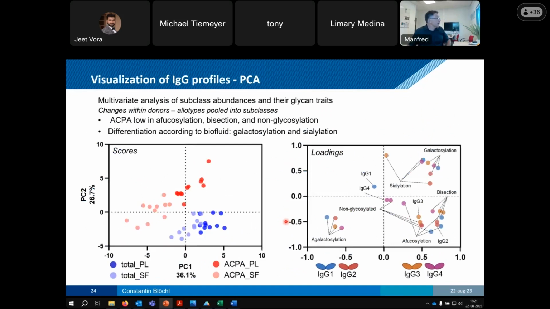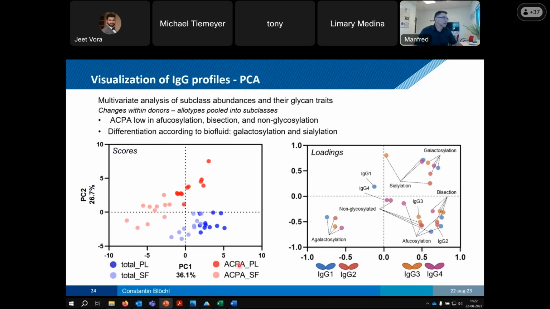And now we move to glycosylation. So just to show you that we can look at different attributes of proteins. We can look at these allotypes, but now also at glycosylation. And if we do a non-supervised analysis of all the glycosylation information of these alloantibodies and total IgGs, we see that total IgGs are quite different from the pathogenic autoantibodies in terms of glycosylation.